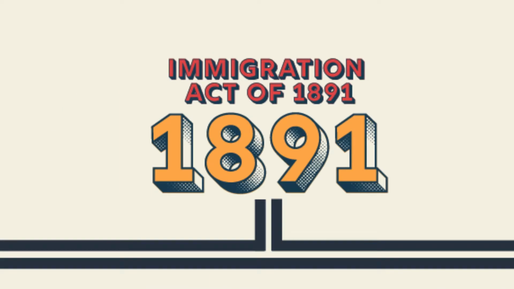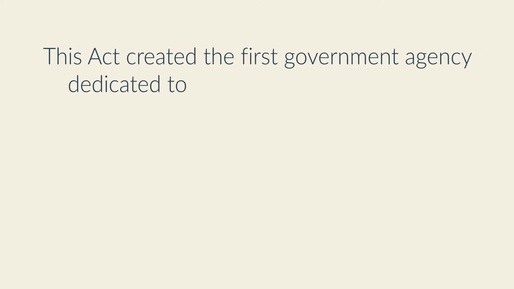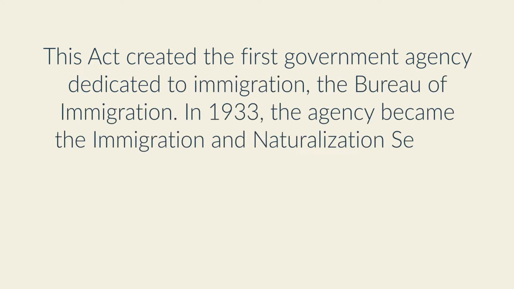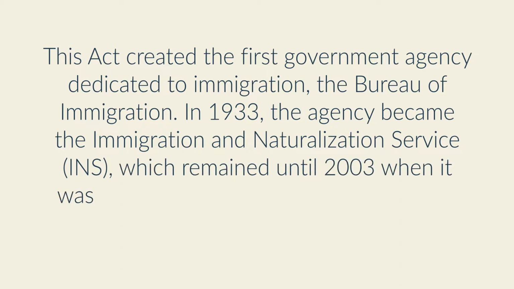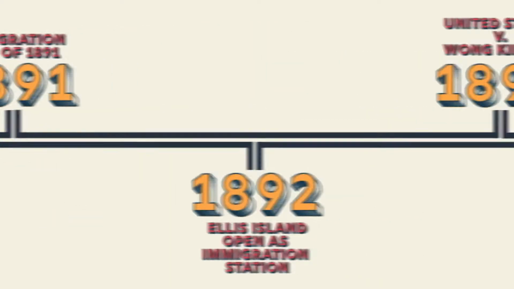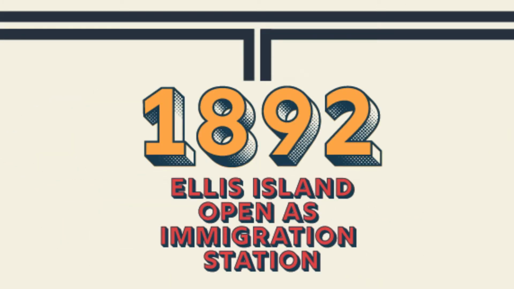1891, Immigration Act of 1891. This act created the first government agency dedicated to immigration, the Bureau of Immigration. In 1933, the agency became the Immigration and Naturalization Service, which remained until 2003 when it was reorganized under the Department of Homeland Security.